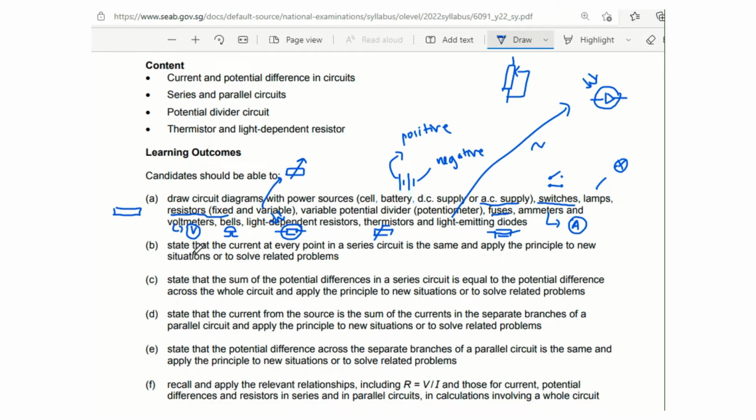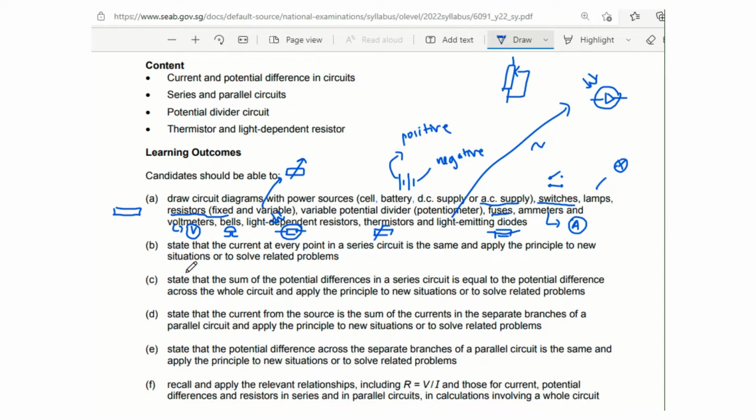Next, you need to state that current at every point in the series circuit is the same. So what you need to know here is that current at every point in the series circuit is the same. Then you need to use this concept to solve questions.